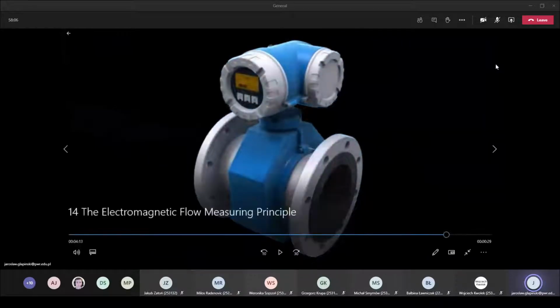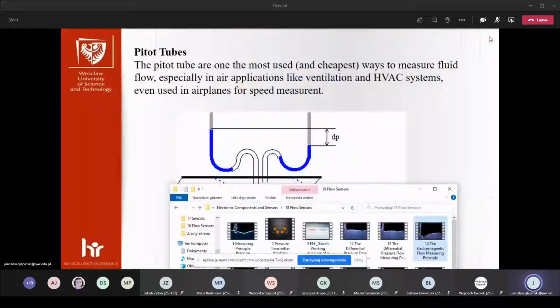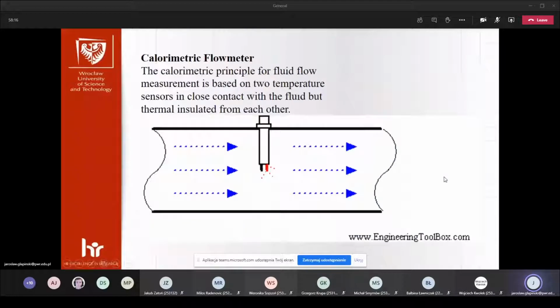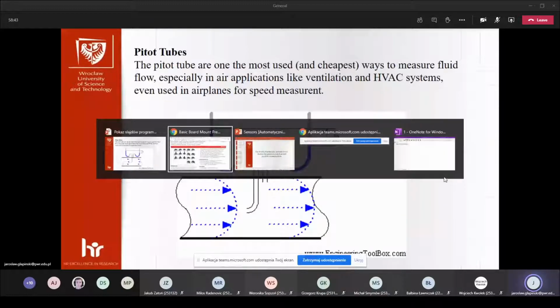Okay, so you can see that we can have this construction. The advantage of this construction is that there is no barrier inside, so we have no pressure loss. But this can be used only for liquids, for water, as a matter of fact, which have two different polarities. So this can't be used for oil or gases, as a matter of fact.